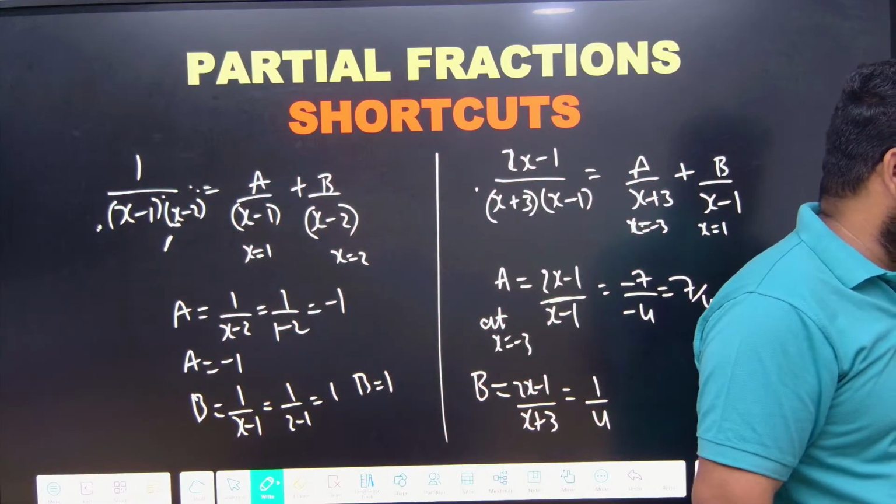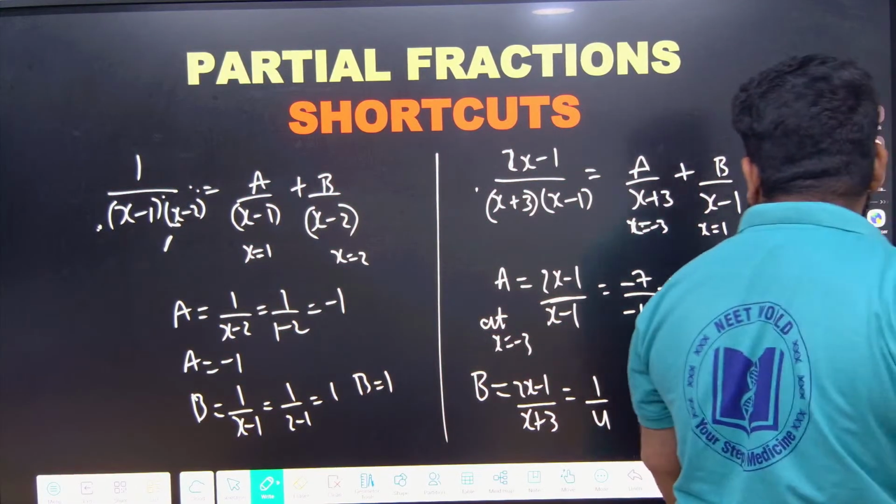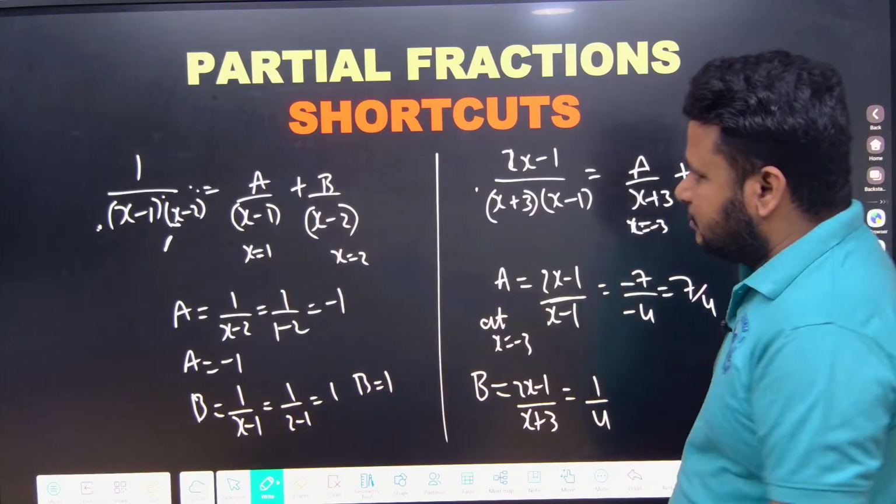Understood? So yes, Spandana, that is absolutely correct. So you will get A as 7 by 4 and B as 1 by 4. Okay. So this is the way.